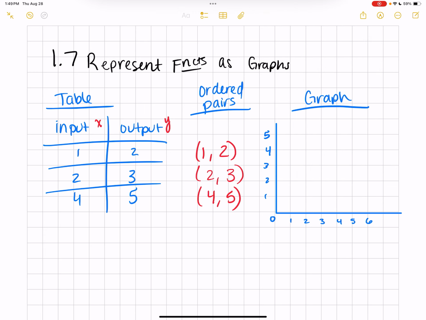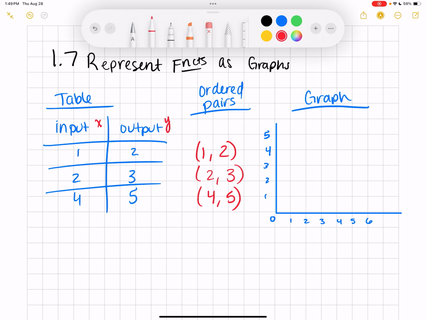All right, so now I can take each of these points and plot them on this graph. And so we have the point 1, 2, so that's 1 on the X, up 2 on the Y. 2, 3 is 2 on the X, up 3 on the Y. And then the point 4, 5, so 4 on the X, 5 on the Y. And it looks like that. And we do not connect them. They are just dots. So this is different ways to represent the same thing, and this can help us determine if it is a function.